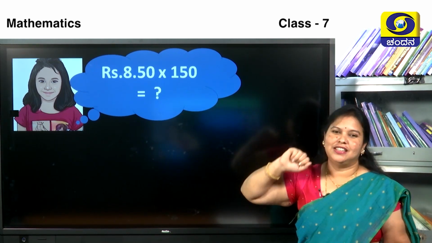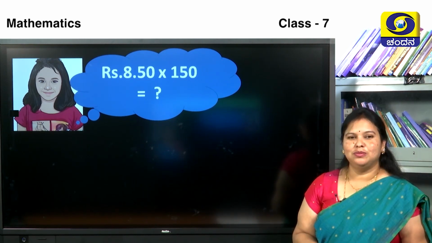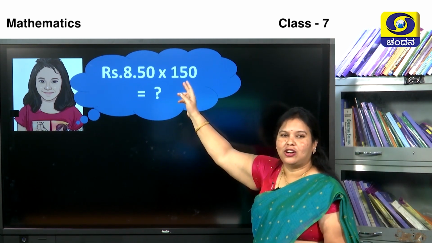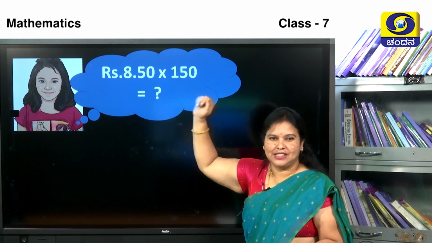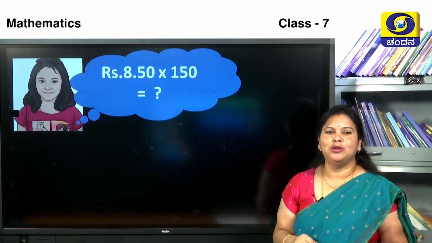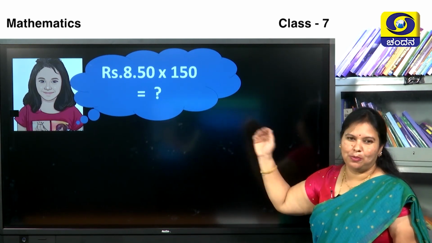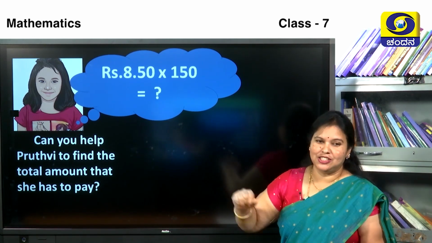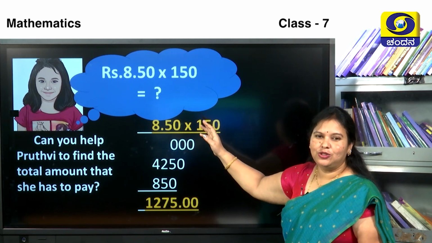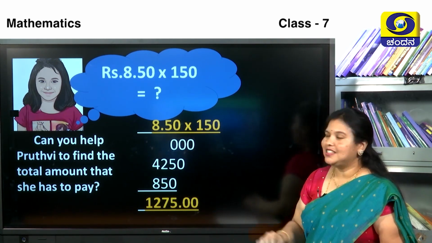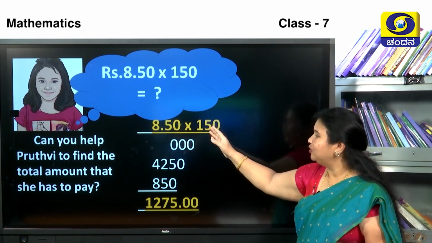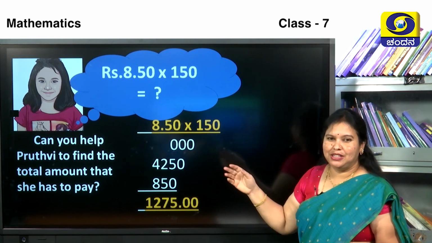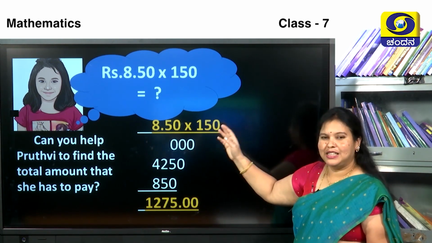Here, Prithvi is stuck in a problem. What is that problem? She bought 150 chocolates of 8.5 rupees each. So, she is stuck while giving money to the shopkeeper. Now, can you help Prithvi to find the total amount that she has to pay? For this, first we have to write the given data, that is 8.50 into 150.